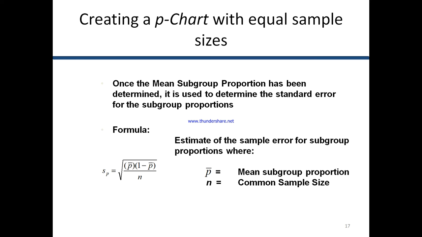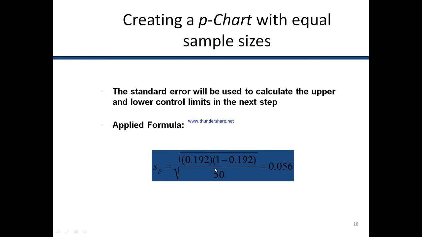After calculating the average value of the proportions, then we can calculate the standard error, or you can say the standard deviation of the population. As I told you, this is following a binomial distribution. So when you are calculating the standard deviation or the standard error, you can use this formula, that is p bar times 1 minus p bar divided by n, that is the common sample size. The whole thing you have to take the square root, right?